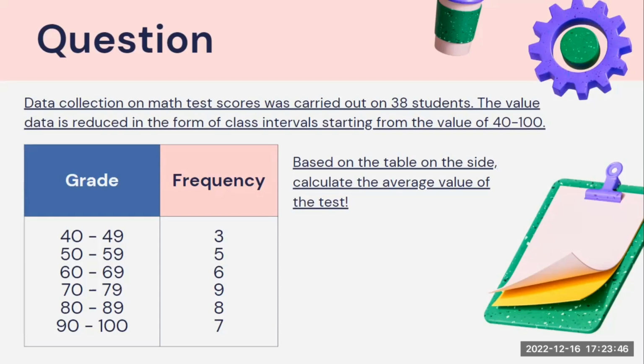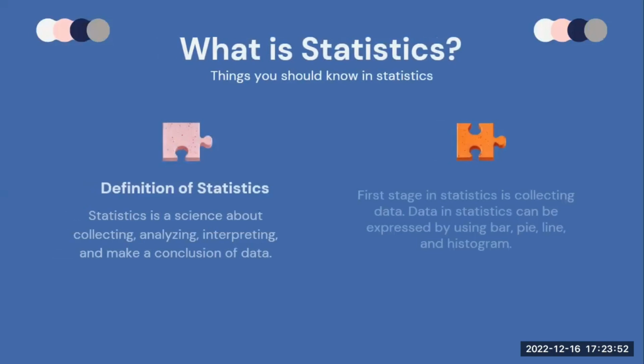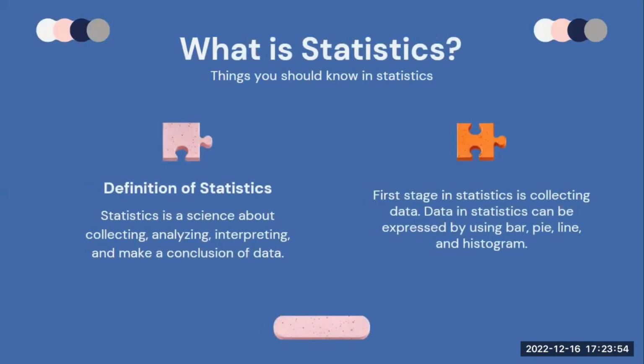First of all, we will recognize what statistics are and what are the things you should know. Okay, in this slide, we will talk about what is statistics, things you should know in statistics, definition of statistics. Statistics is a science about collecting, analyzing, interpreting, and making a conclusion from data. And then, the first stage in statistics is collecting data. Data in statistics can be expressed by using bar, pie, line, and histogram.